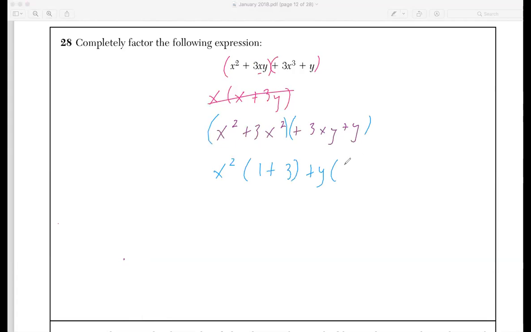we get this is to the third, 1 plus 3x. Here we get 3x plus 1. 1 plus 3x and 3x plus 1 are the same thing. So we do 3x plus 1 times x squared plus y. Final answer.